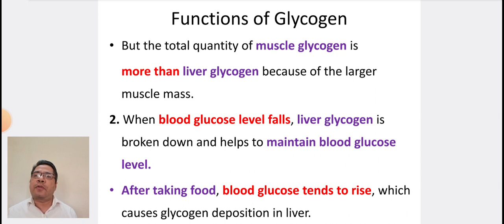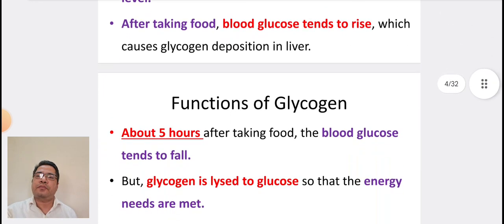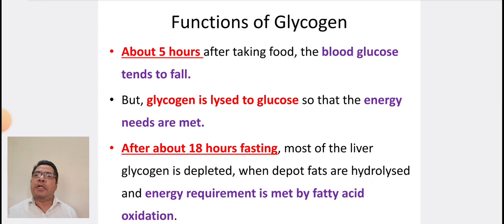When blood glucose levels fall, liver glycogen is broken down and helps to maintain blood glucose level. After taking food, blood glucose tends to rise, which causes glycogen deposition in liver. After about 5 hours of taking food, the blood glucose tends to fall, but glycogen is broken down to glucose so that the energy needs are met. After about 18 hours of fasting, most of the liver glycogen is depleted. Then depot fats are hydrolyzed and the energy requirement is met by fatty acid oxidation.